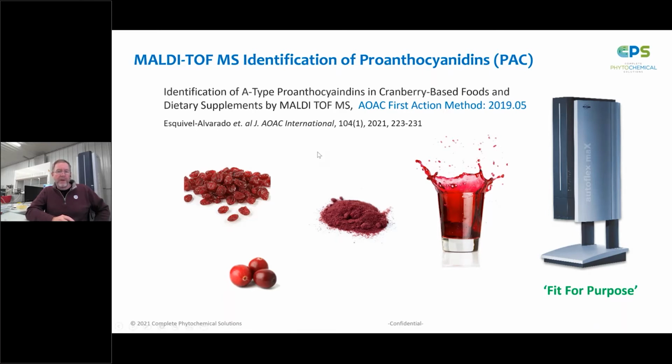Today we're going to look at grapeseed extract. Previously we've looked at pine bark extract. Anything that is in the world of complex oligomeric polyphenols is very well suited, and MALDI then is what we would refer to as a fit-for-purpose analytic. It's supporting the class of compounds that we truly want to use for the identity.